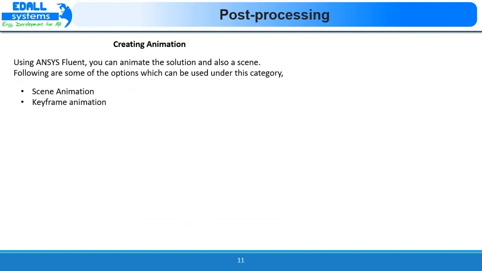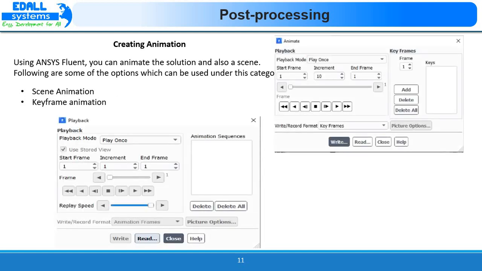Then we have creating animation. Using Ansys Fluent, we can animate the solution and also a scene. There are two types of animation we can use, keyframe animation and scene animation. Once you have displayed a vector or a contour, you just have to add one key and then you can add multiple keys, say 100. If you add 100 keys, Fluent will generate 100 steps in between, from 1 to 100, with the static results which it has generated in the solution.